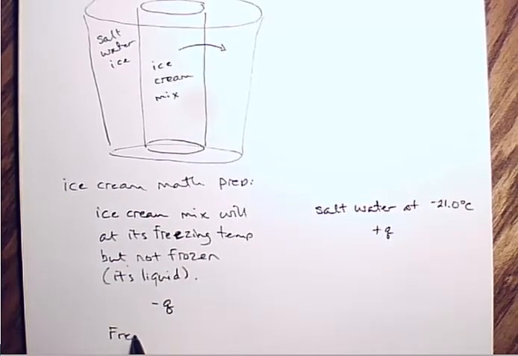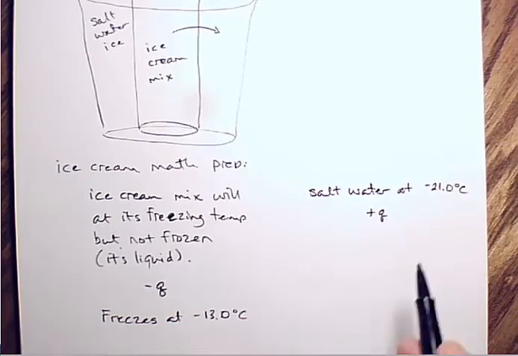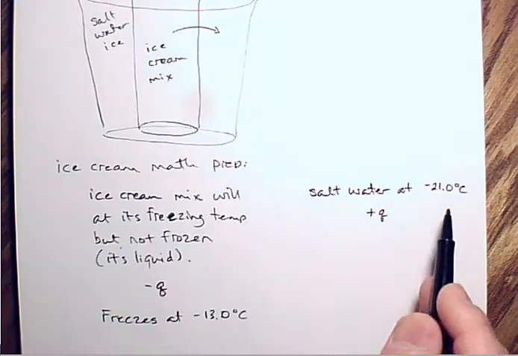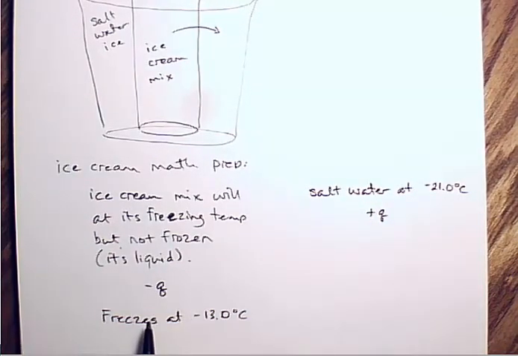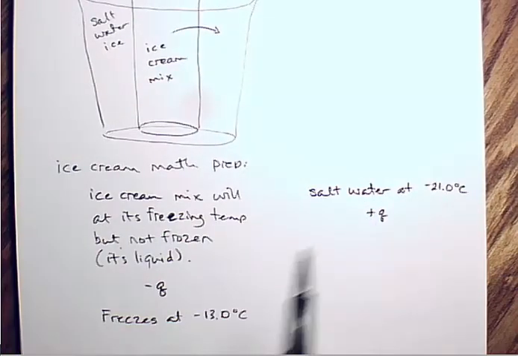Okay? The ice cream mix freezes at negative 13.0 degrees C. If you get any warmer than negative 13 degrees C, you can't freeze the ice cream. So don't tell me what the answer is, but I want you to tell me how do I figure out the temperature range for the salt water?